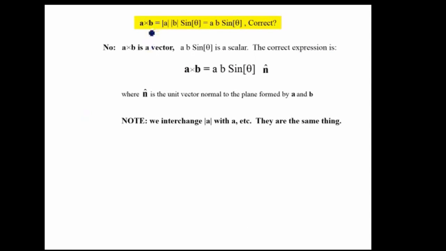So if you have A cross B equaling this quantity here, we ask, is this statement correct? The answer is no, because this quantity here is a vector, whereas this quantity here is a scalar. So the correct expression for A cross B is the magnitude of the cross product times a unit vector, which is the unit vector normal to the plane formed by A and B. One more time, this statement is incorrect because this is a scalar. And we fix it by determining the normal vector that's suitable for the direction of A cross B.